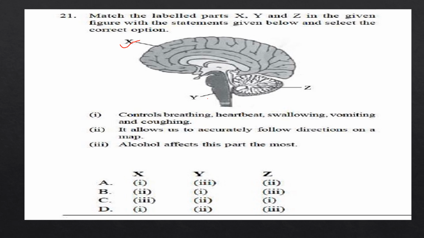So pituitary glands control breathing, heartbeat, swallowing, vomiting and coughing. So 1 is Y. Cerebrum allows us to accurately follow direction on a map. That means 2 is X and Z is 3. So our answer is option B.